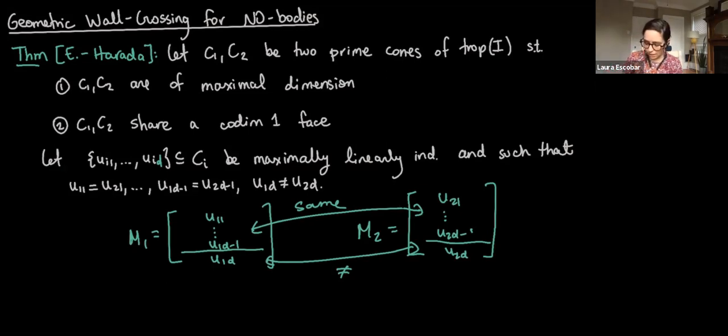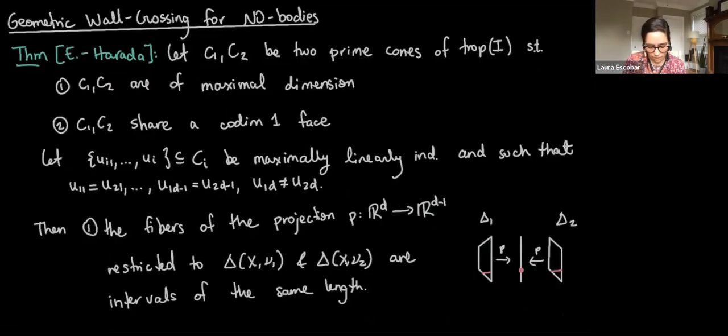Okay, so this is the input for our theorem, and then what can we say about it? We're going to have three polytopes. We have the Newton-Okounkov body for the first valuation, since each of these cones gives us a valuation. So the Newton-Okounkov body with respect to the first valuation is going to be this delta 1. With respect to the other valuation, it's going to be delta 2.